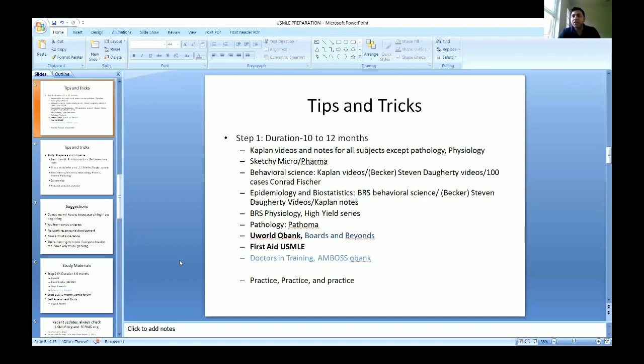The First Aid book has very compact information, so it's very difficult if you start reading First Aid before doing the Kaplan videos. Once you are done with the Kaplan videos and then you do First Aid, there will be many things which you will not understand, but that will definitely help you. So the plan is to do the Kaplan videos, annotate on the book, then do First Aid and finish every subject likewise.